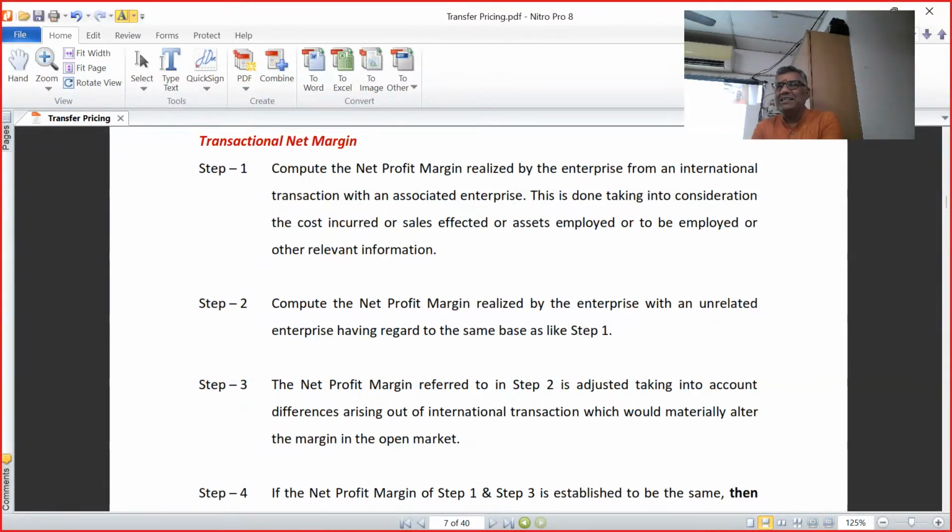இங்கெல்லாம் ஒரு single customer, single buyer அந்த மாதிரி இருந்தது, அங்க it will be more easier. So, what are all the 5 methods? Comparable uncontrolled price method. Second, resale price method. Third, cost plus method. Fourth, the profit split method. And fifth, TNMM, transaction net margin method.